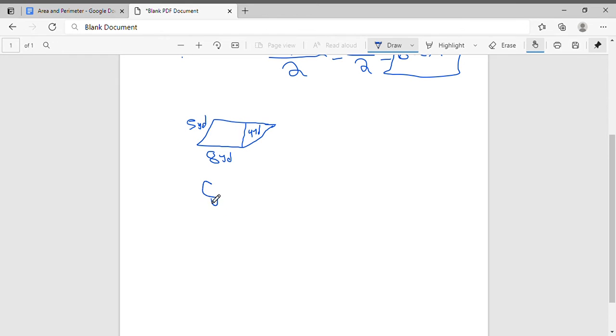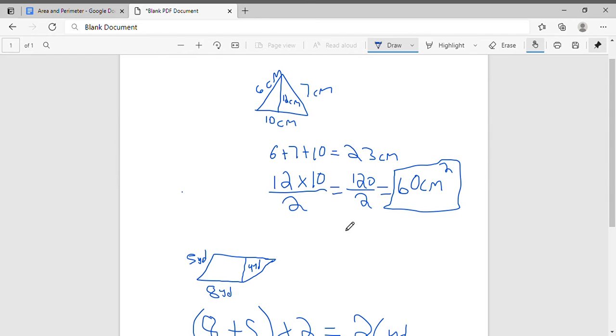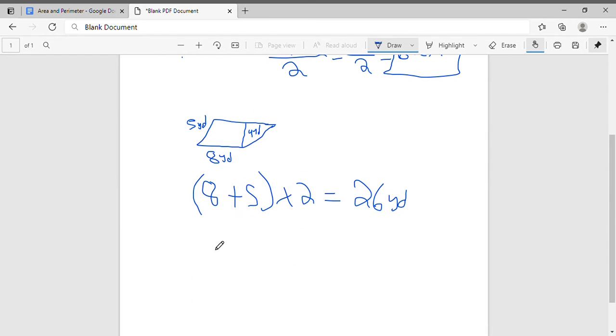So 8 plus 5 times 2, and we are going to get 26 yards. Area is going to be base times height, but no dividing by 2. Like a triangle, we have to divide by 2, but here we don't have to, so it would be just 8 times 4, and we are going to get 32 yards squared.